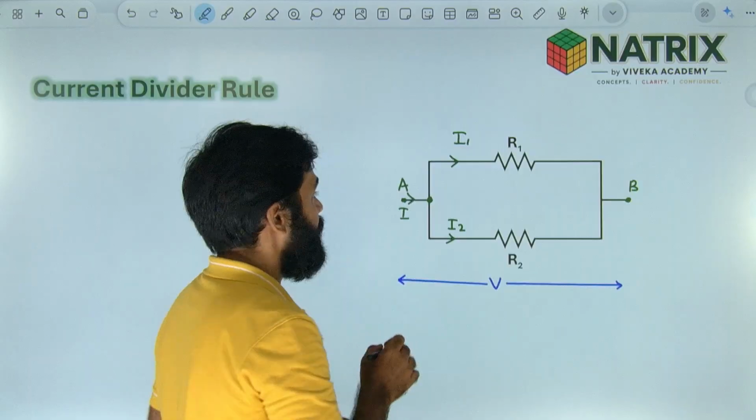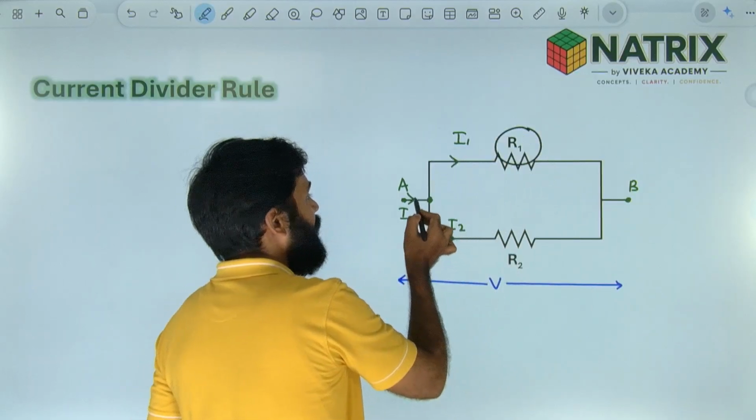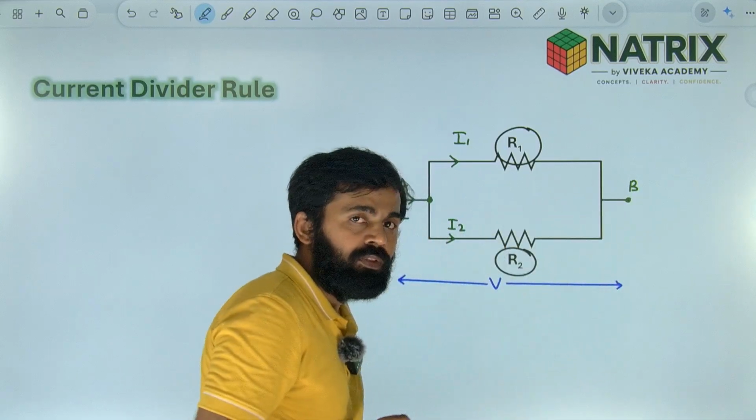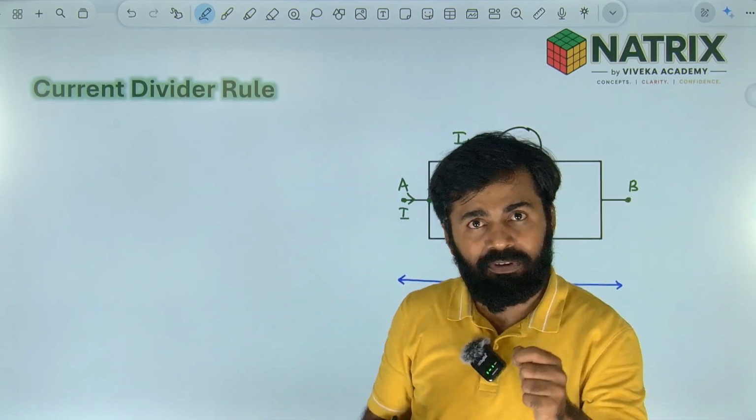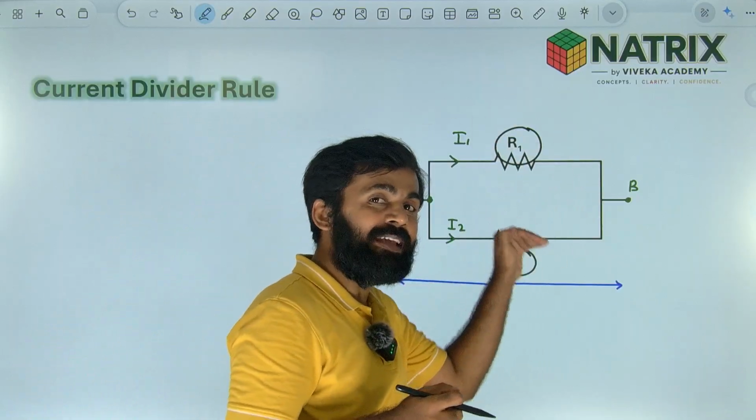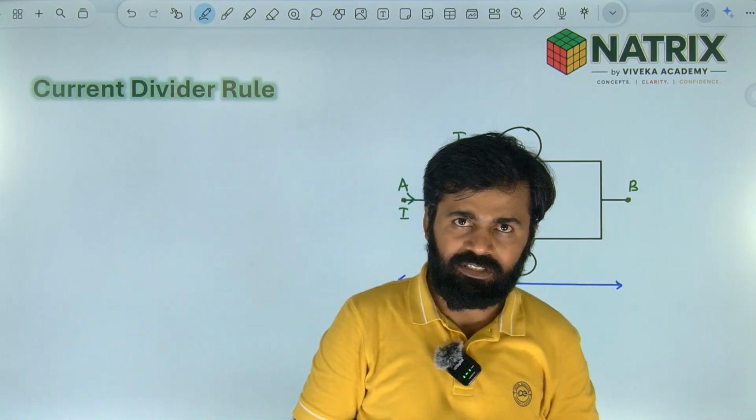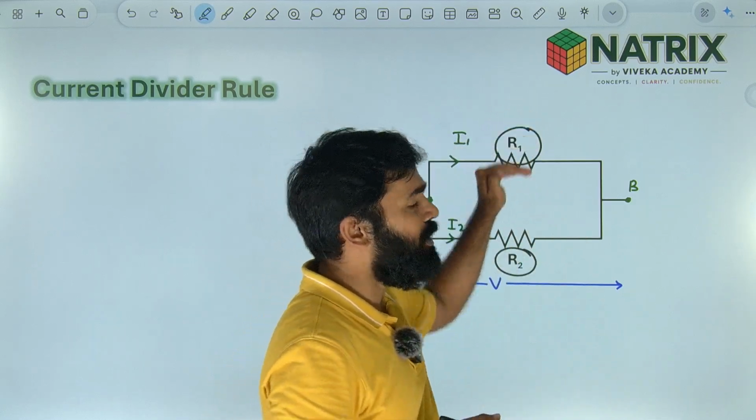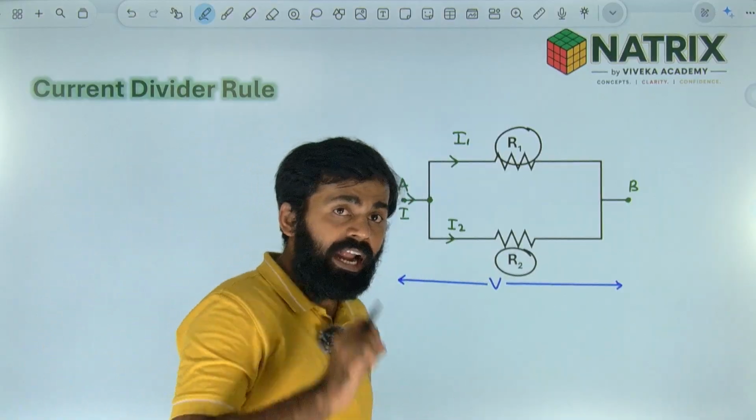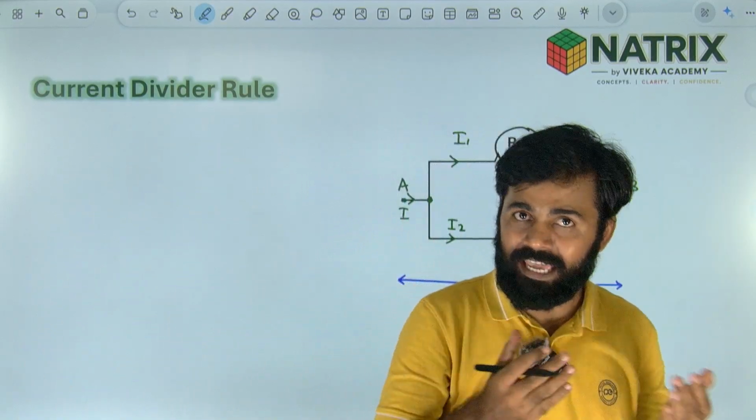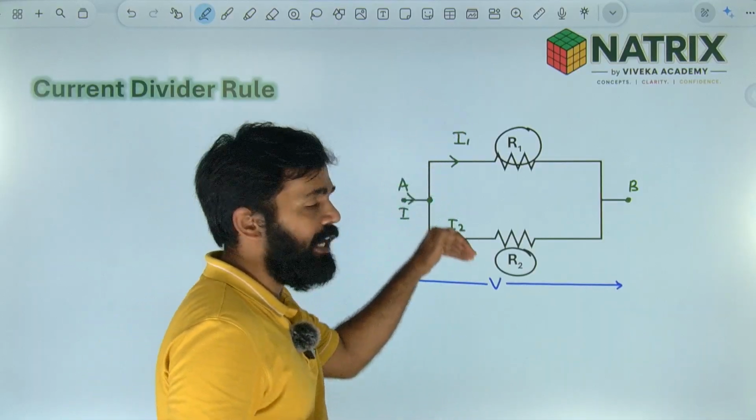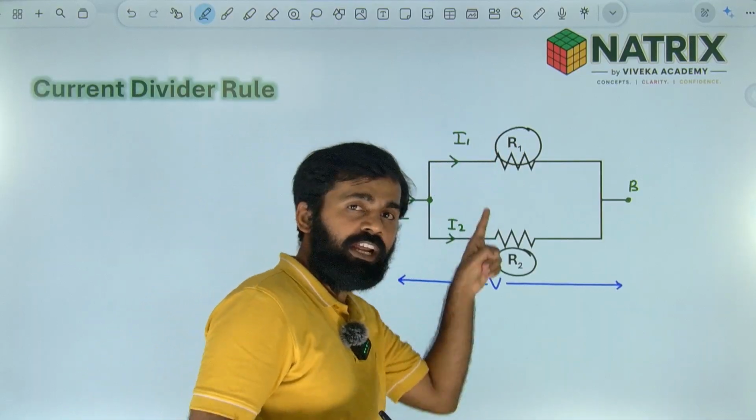Why? Look at this here. R1 is connected between A and B. R2 is also connected between A and B only. So both the resistors are connected between the same points. When the endpoints of the two resistors are the same, the potential difference across both of them is also the same. Let's use KCL, the concept that potential difference is the same, and Ohm's law to derive the expression for I1 and I2 in terms of I, R1 and R2.